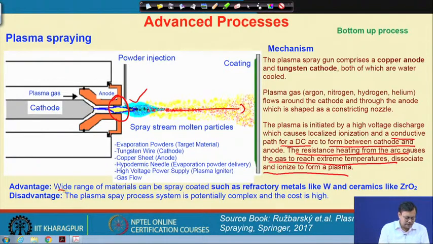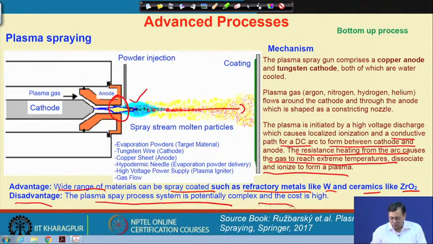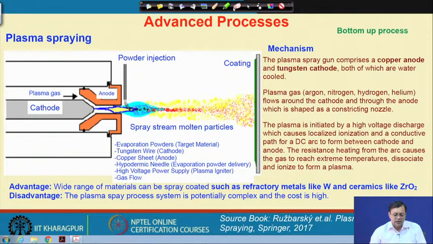So, the advantage is definitely that a wide range of materials can be sprayed or coated, such as refractory metals like tungsten, and ceramics like zirconia, which we can use for the thermal barrier coating. The disadvantage is that the plasma spray process is potentially rather complex and the cost is definitely high. However, we can create highly sophisticated advanced coatings on the material.